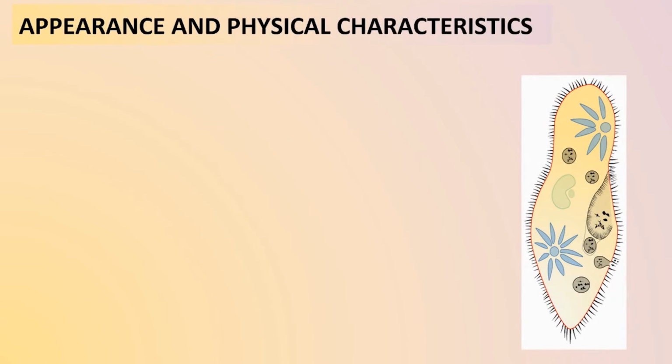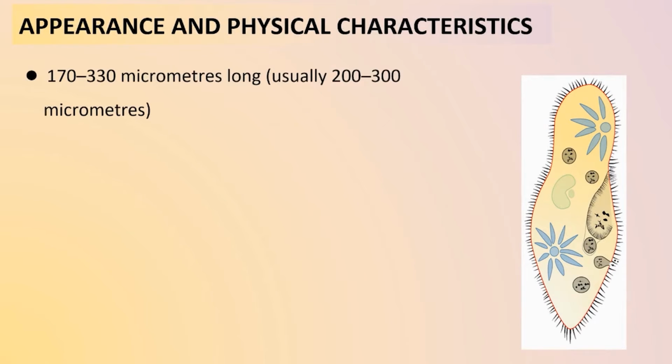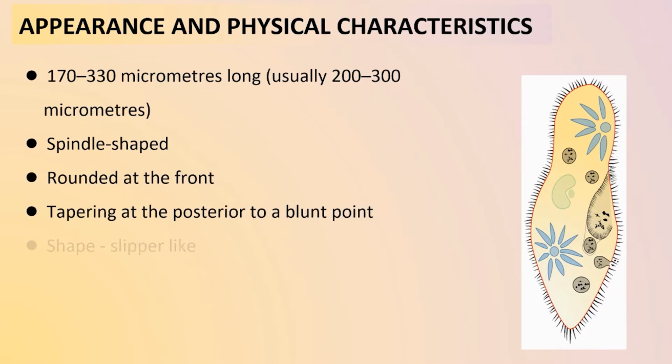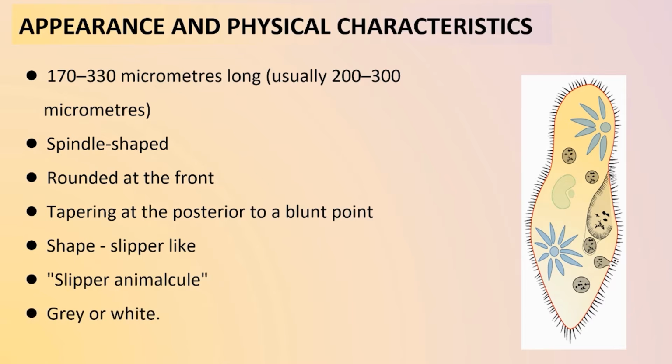Appearance and physical characteristics of Paramecium caudatum. The organism measures about 170 to 330 micrometers long but is usually 200 to 300 micrometers long. They are spindle-shaped, with a rounded front and a tapering, blunt posterior. As a whole, the organism's shape is like a slipper, hence the name slipper animalcule. The organism is either grey or white in color.